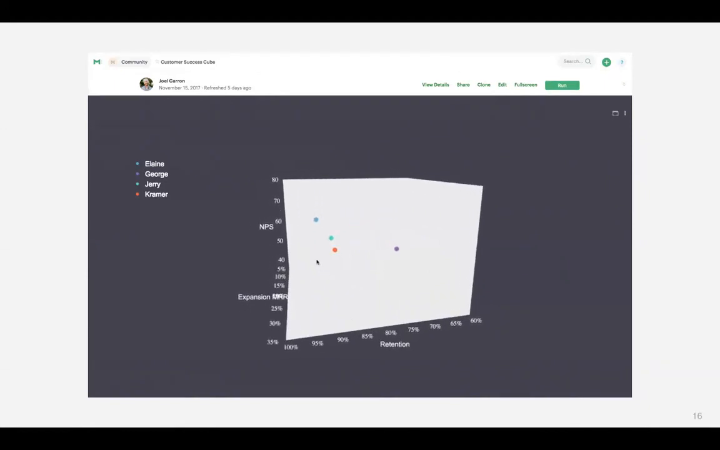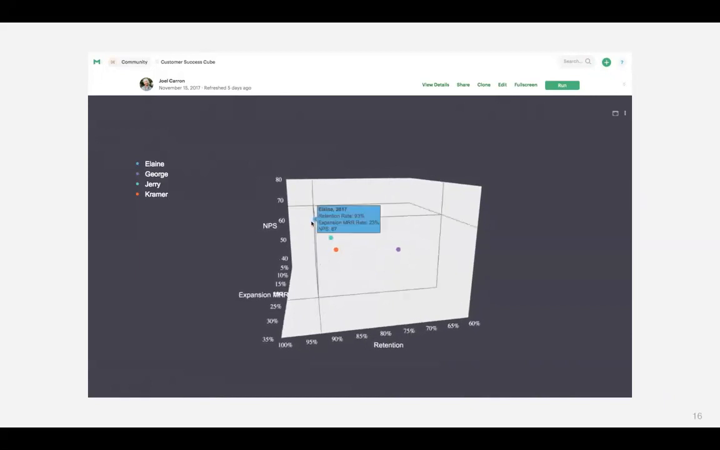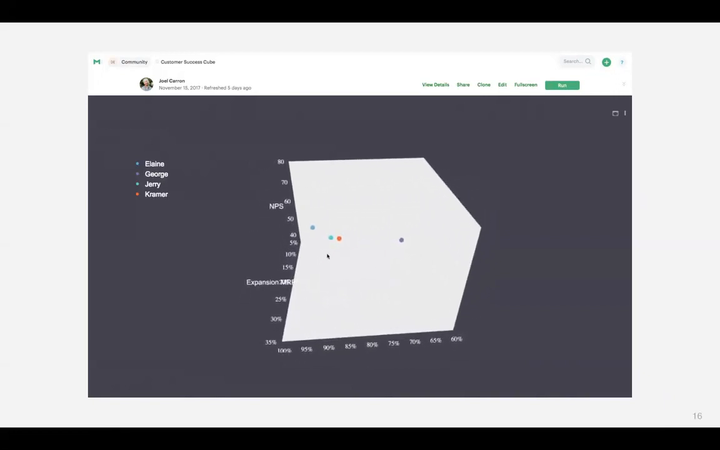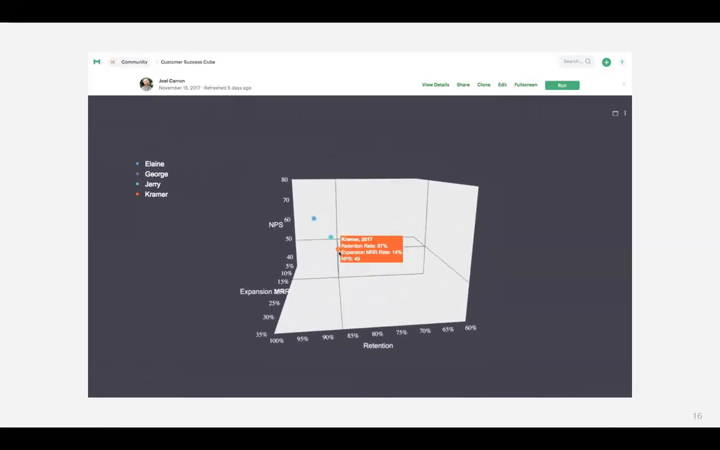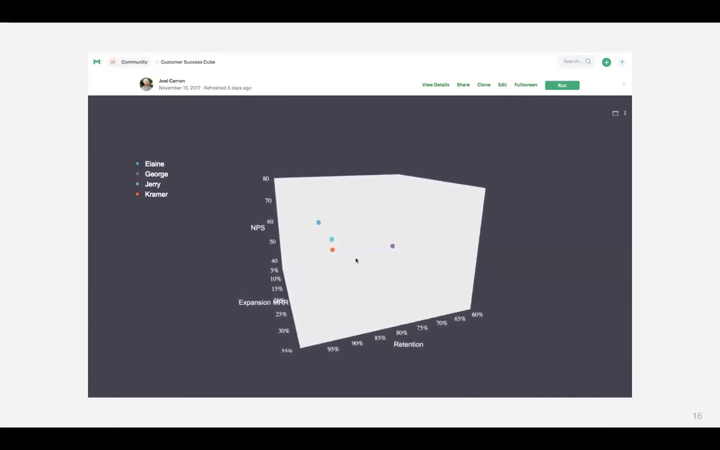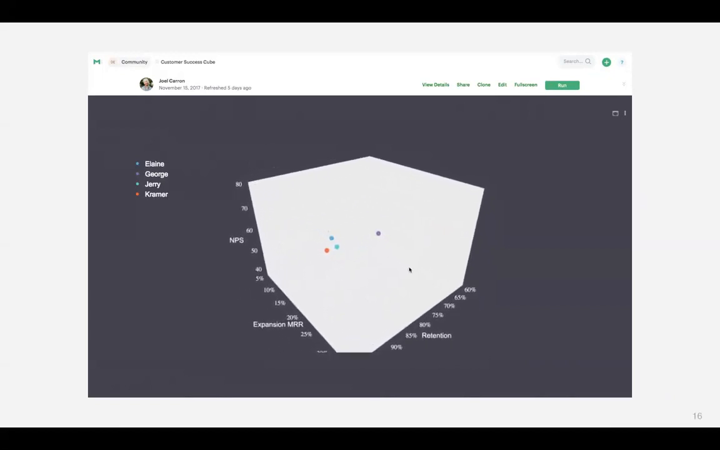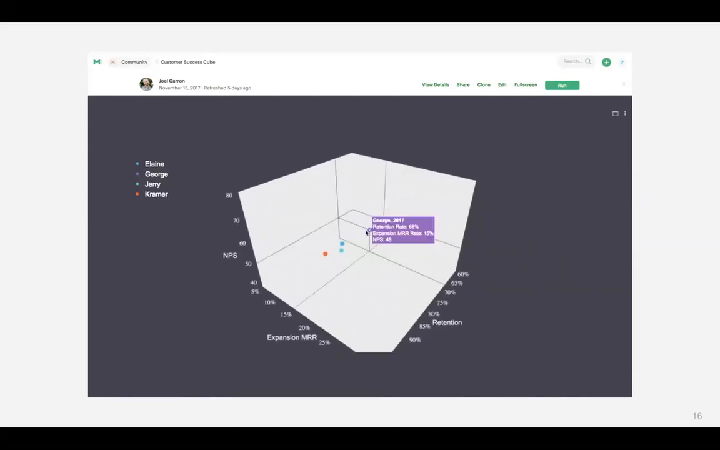And each one of these data points obviously relates to one CSM. So we can see Elaine here at the top. We remember she's a top performer. And now we can see she's actually top performing across 3 categories. We can see that Jerry's basically in 2nd place here. Where he falls in the cube is sort of second to Elaine. Kramer is essentially in 3rd. And then we can see in the sort of back corner of this cube is where George, our underperformer, falls. And we can see what his metrics are across all three of these categories at once.